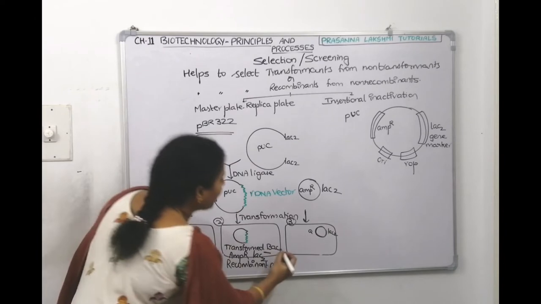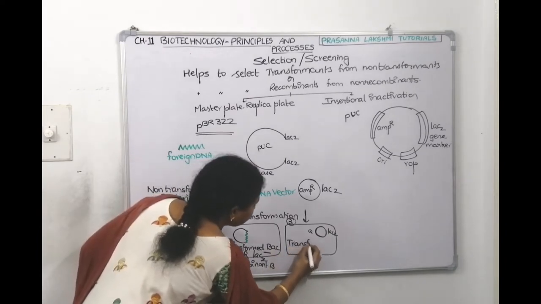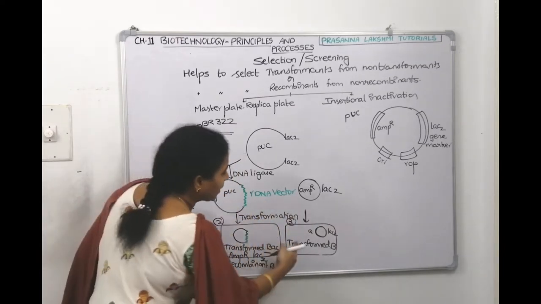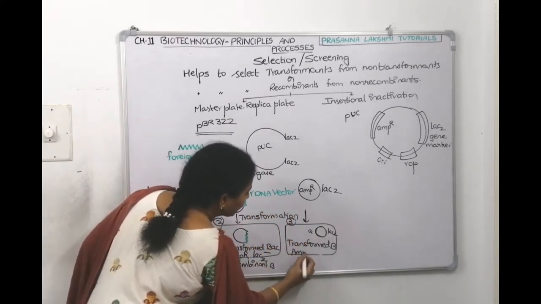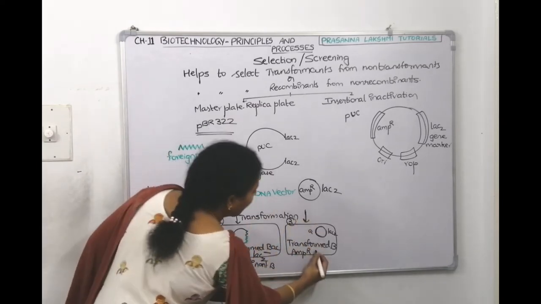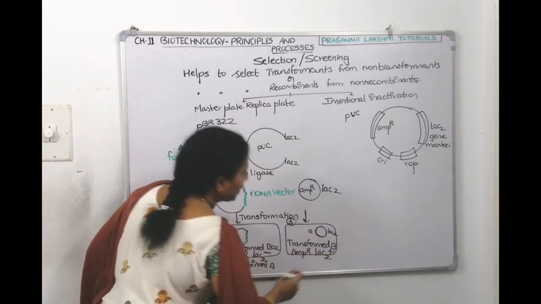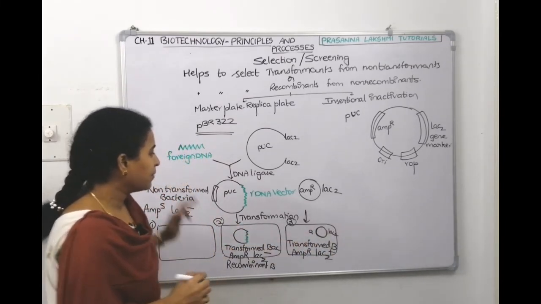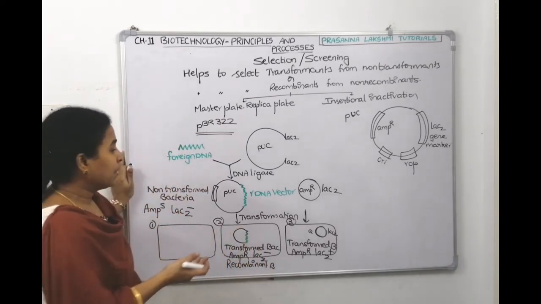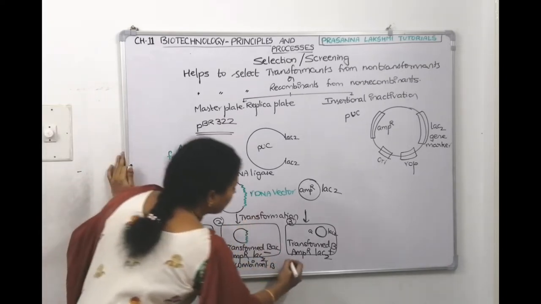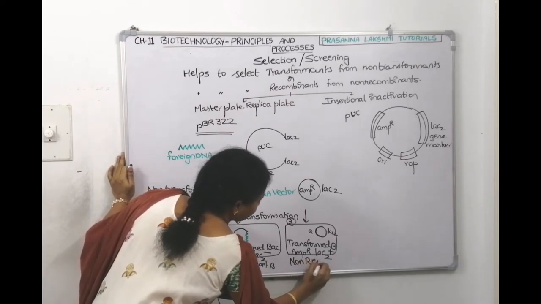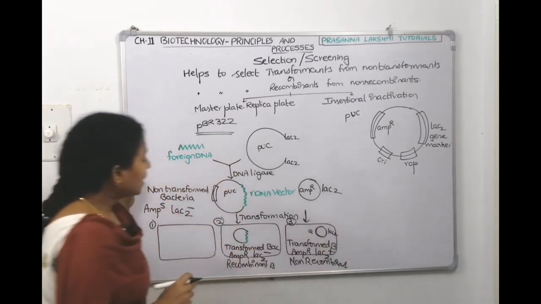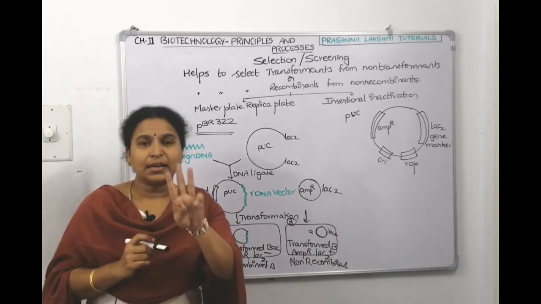Now, can we call the third bacteria a transformed bacteria? It is a transformed bacteria. Is it having the ampicillin resistant gene marker? Yes, sir. Is it having the lacZ marker also? Yes, this is not disturbed. Is it recombinant or non-recombinant? Recombinant means this DNA should be there. It is not there, so it is non-recombinant.